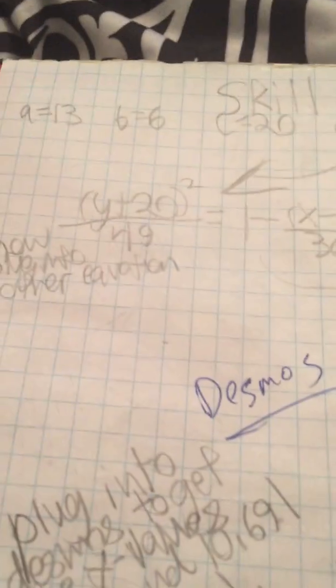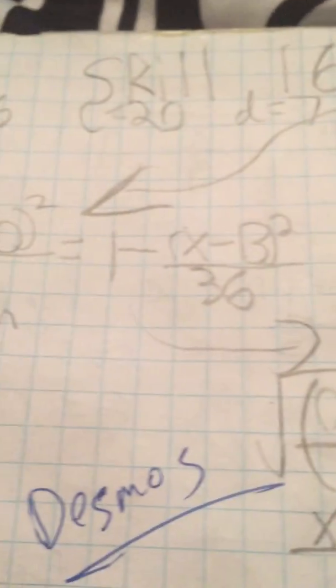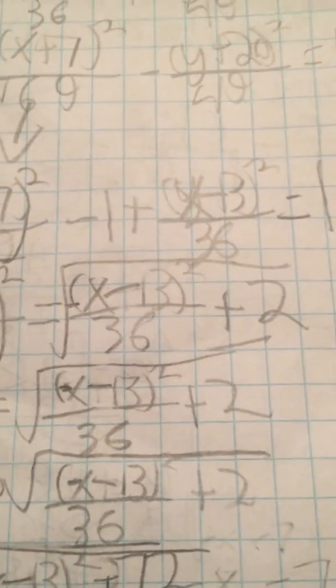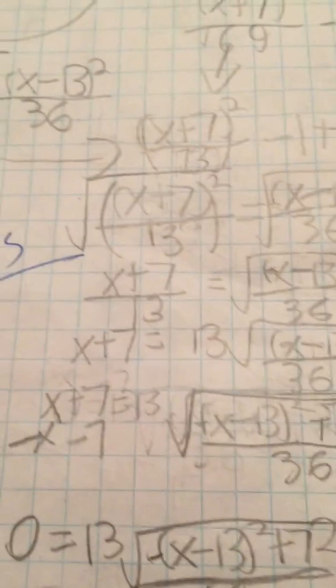So I did this by solving for y plus 20 squared over 49, as that is found in both of the equations, and then I found what it equals, which is this, and I plugged it in to the second equation so that everything was now in terms of x.